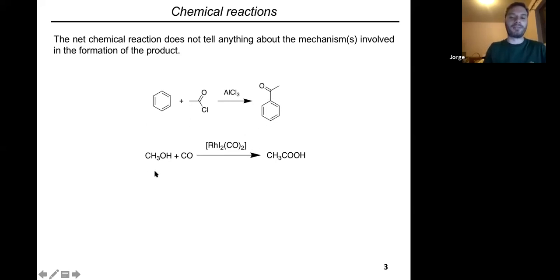The second example is the acetic acid synthesis by Monsanto. Here we force carbon monoxide to get into the ethanol structure using a rhodium catalyst. And this kind of reaction is the one that we are going to focus on more in this course, okay? But looking at the chemical reactions, the net reaction doesn't tell you anything about how the reaction proceeds or what the mechanism for the formation of the product is.